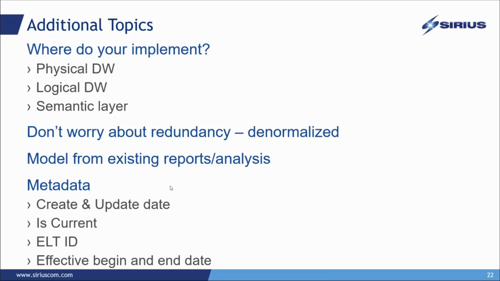In terms of my dimensional model, this is not really part of the dimensional model, but it's good to include when you instantiate it: create an update date, flagging if it's current. If your ETL processes can generate a unique ID, then you can know what process populated the record. And have an effective begin and end date for slowly changing dimensions.